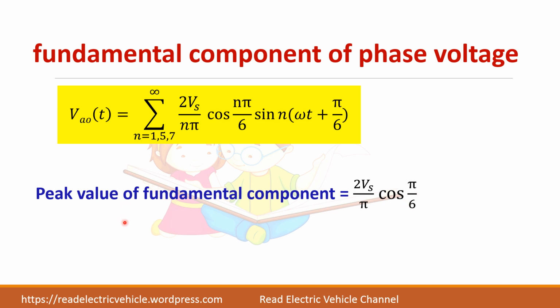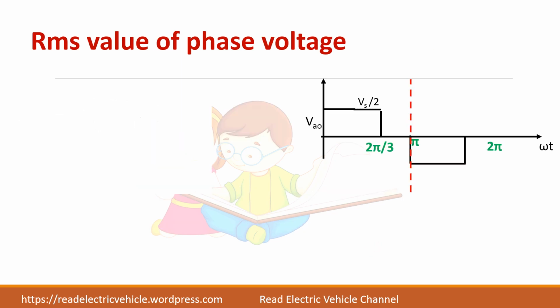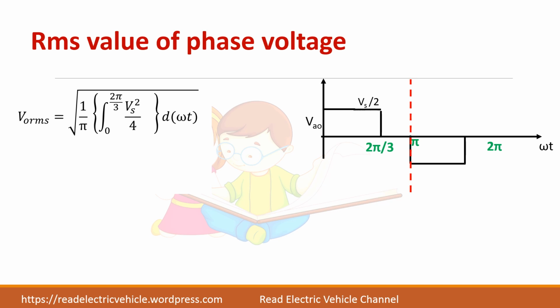How to find RMS value? Peak value divided by root 2 will give you RMS value. So let us find the RMS value of this phase voltage waveform. So the total time period is pi and the magnitude is Vs by 2. So square it, Vs square by 4. Simplify it, you will get the RMS value.